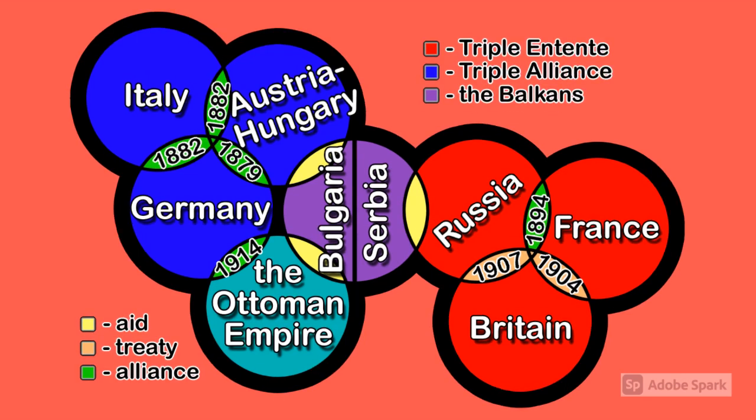The third group on the diagram is the Balkans. The Balkans were made up of Serbia, Bosnia, Bulgaria, Romania, and so on, and was an area that was fought over by both of the alliances and was one of the main causes of World War I.